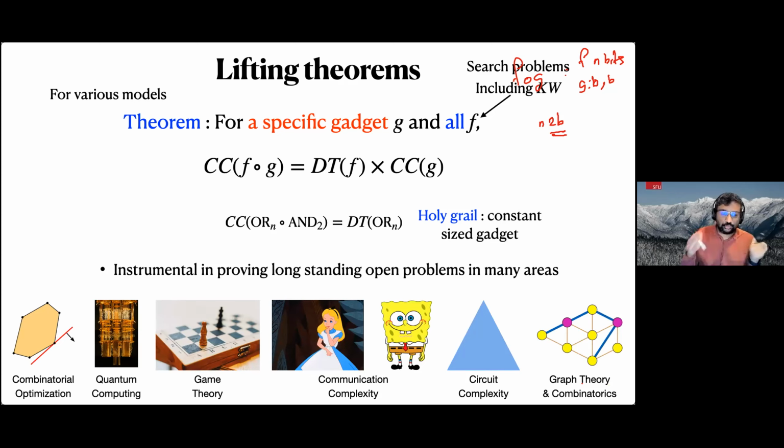Usually you want to show that two measures are different, for example, that classical randomized communication complexity is different from quantum communication complexity. So you can use a lifting theorem to lift a function where the quantum query complexity is comparatively smaller than the classical randomized query complexity, and the lifting theorem naturally takes that separation from the query world onto the communication world.